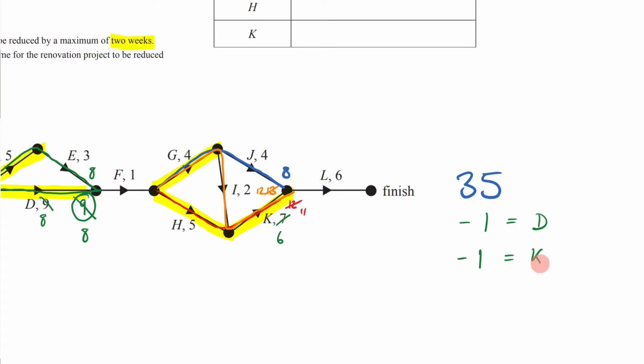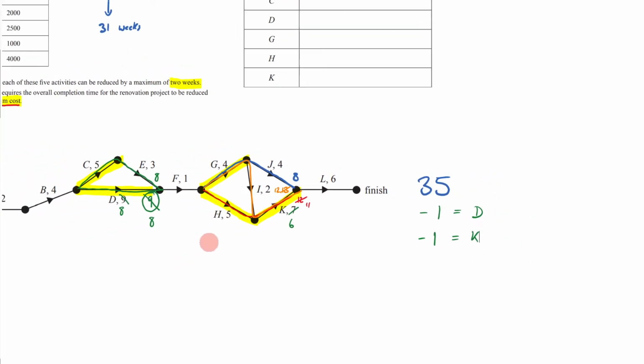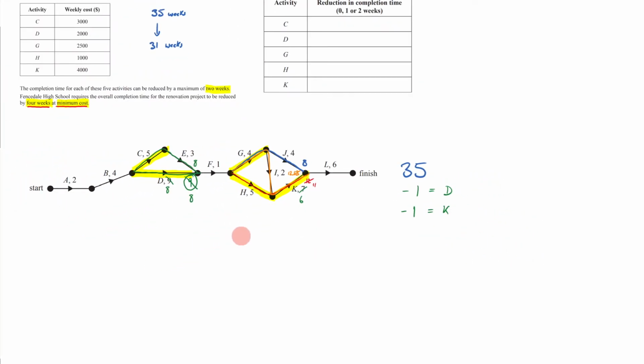Now, at the moment, what am I sitting on? I'm sitting on 35, 34, 33. So I'm not close to 31 yet. I still need to make 2 more reductions. What other reductions here might we want to make? This is where we've got to be careful for a moment and ask, what's the cheapest thing I could do here? Now, if I do K again, K is going to cost me $4,000. So probably not good to do that again.